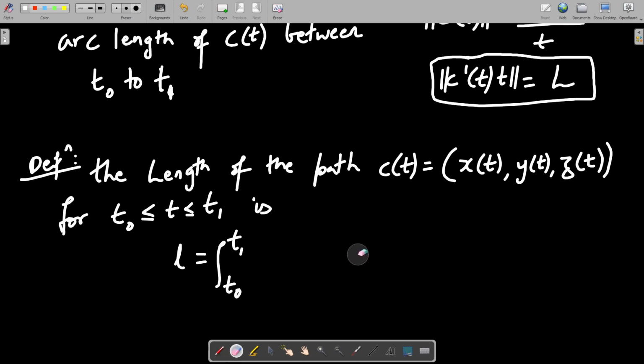Let me do this step. What is the length? This is going to be the norm of C prime of t dt, that's what I've defined. But what is C prime of t in the first place? C prime is going to be x prime, y prime, z prime, the derivative of each of the components. Wait, don't write this, I have to add some more terms.